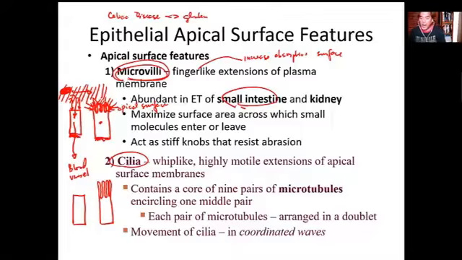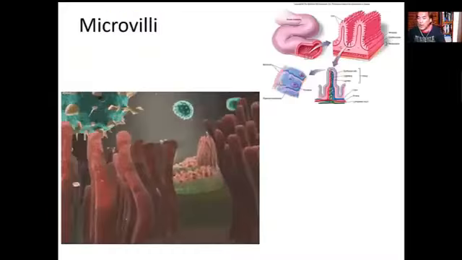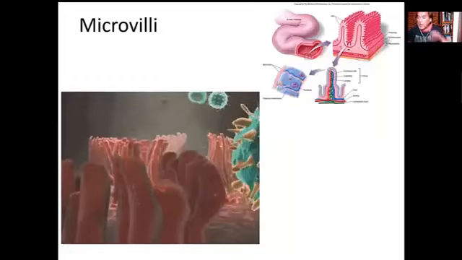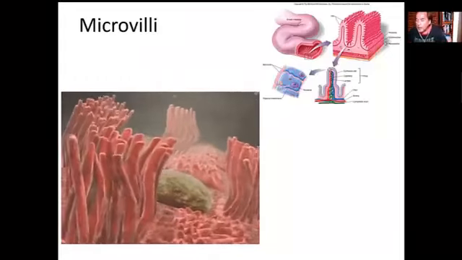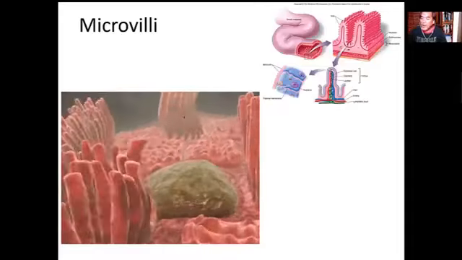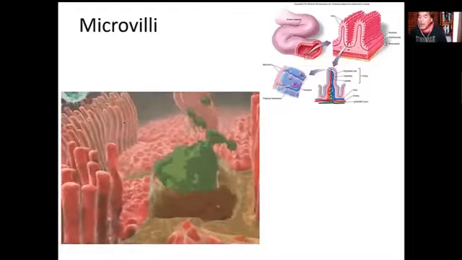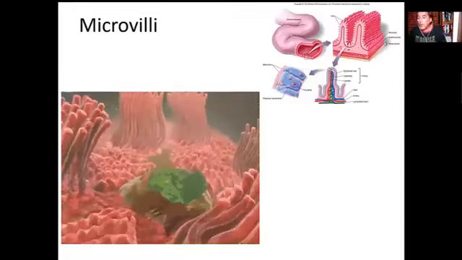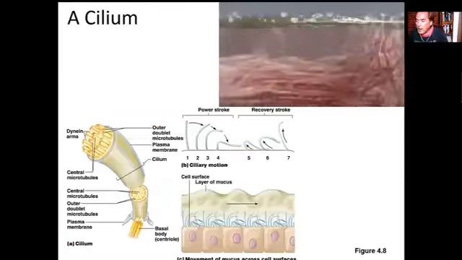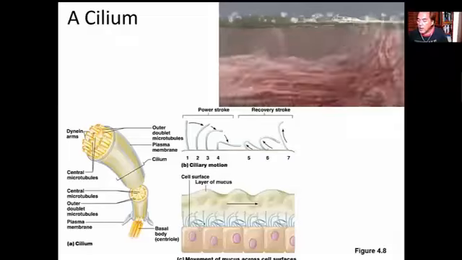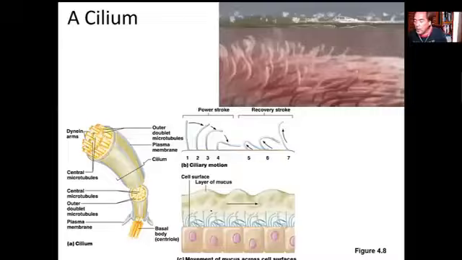So before we go into that, let's actually take a look at what a microvilli looks like, okay? So this is an enlarged, magnified view of the lining of the intestinal tract. All these extensions that you see on top of that cell is actually what you call your microvilli. This is what a cilia looks like, okay?